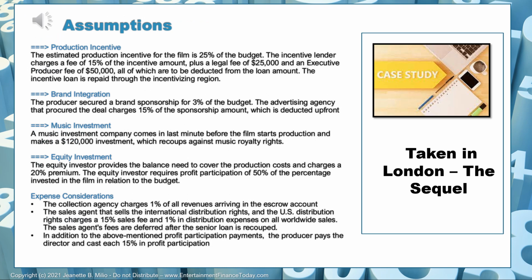So you see here continued assumptions, which are for brand integration, production incentives, the music investment, the equity investment, and all expense considerations that are listed here. They are the exact same assumptions as you have seen in the case study Taken in London. There's no difference. But of course, you have to calculate them now that you have the new budget. So these numbers will be different in your finance plan.